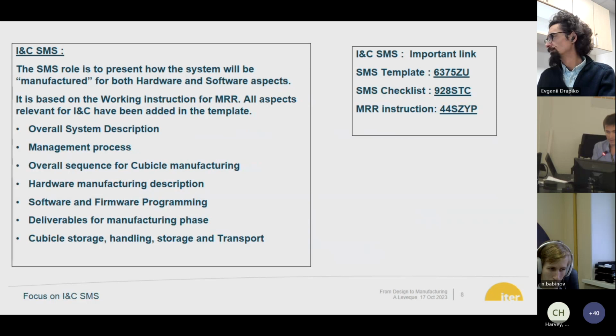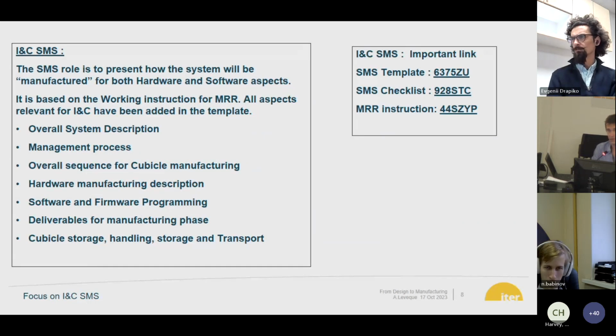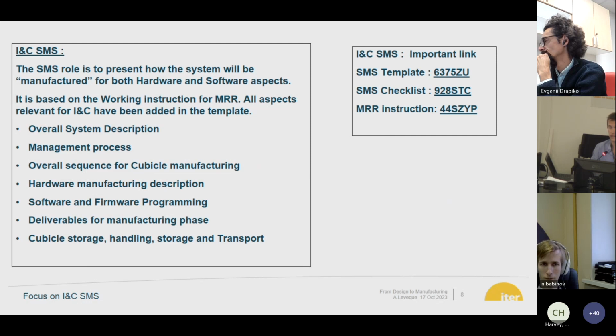So for the INC SMS, I put here all the important links. All the presentations we have been showing are available on IDM, so you can look at them afterwards and find the important links. We have made the INC SMS templates that need to be used to write the document. And we have also done, with a contractor, which I will explain a bit later, a checklist which gives all the points that we are going to look at when we review your SMS. With these two documents, what we hope is that we only have to recommend the SMS each time we receive a new SMS.